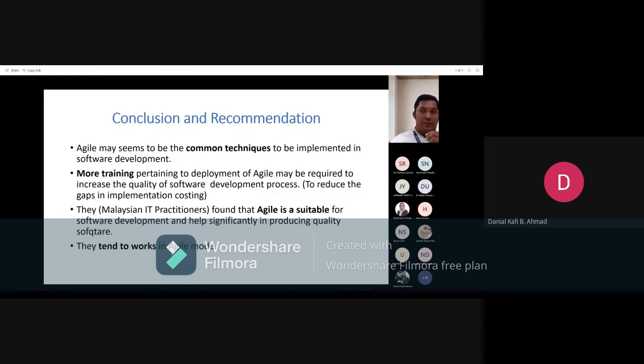Okay, and the third one, the Malaysian IT practitioners found that Agile is suitable for software development and helps significantly in producing quality software. Sorry for the typo, and they tend to work in Agile mode. Okay, so this has been it.